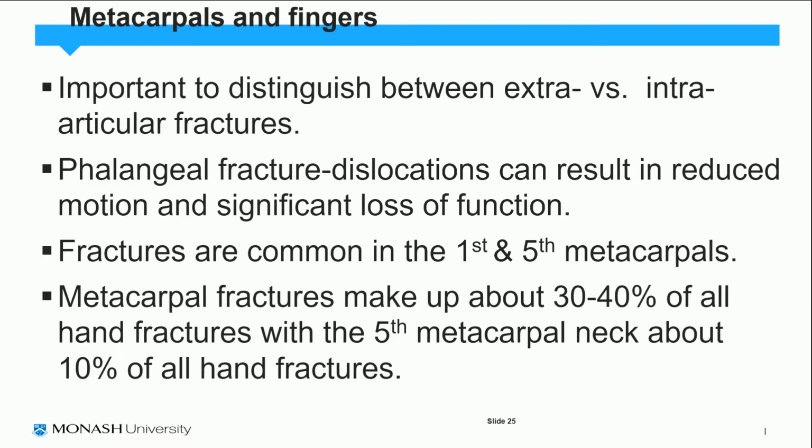It's important to distinguish between extra- versus intra-articular fractures when you look at the metacarpals and the fingers. Phalangeal fracture dislocations can result in reduced motion and significant loss of function if they have not been identified initially. The most common metacarpals for fractures are the first and the fifth. Metacarpal fractures make up about 30 to 40% of all hand fractures, with the fifth metacarpal the most common, making up about 10% of all hand fractures.